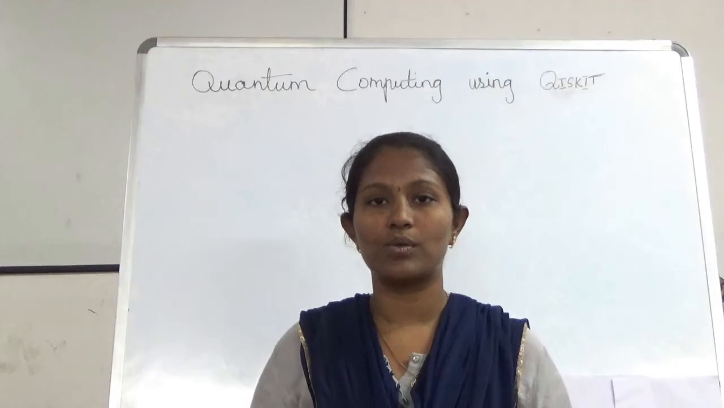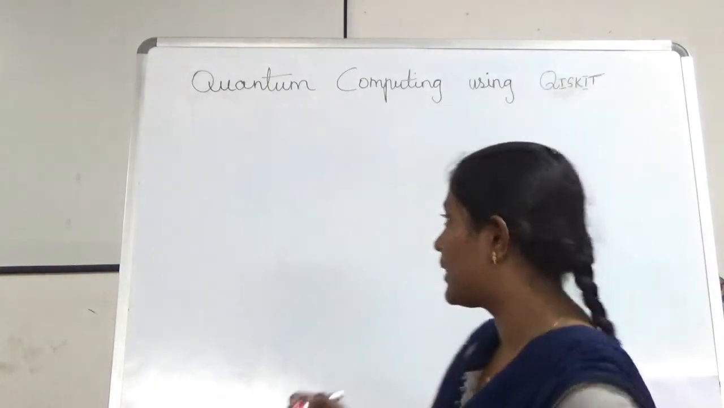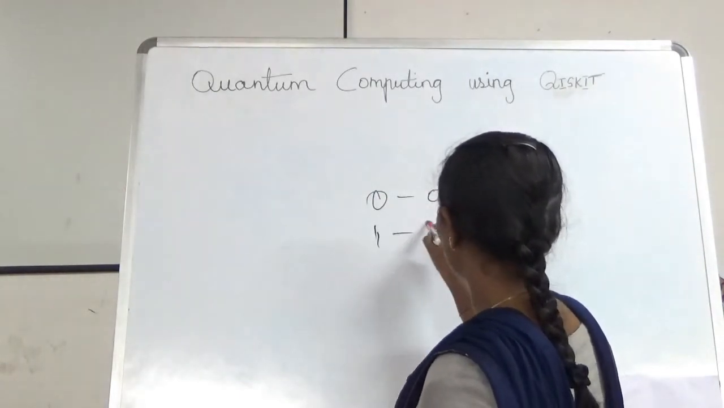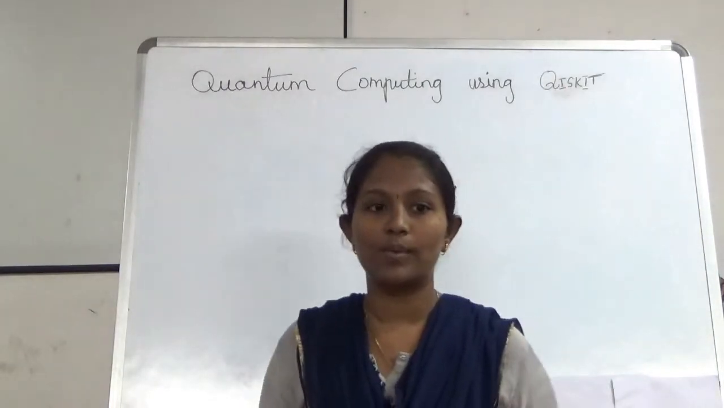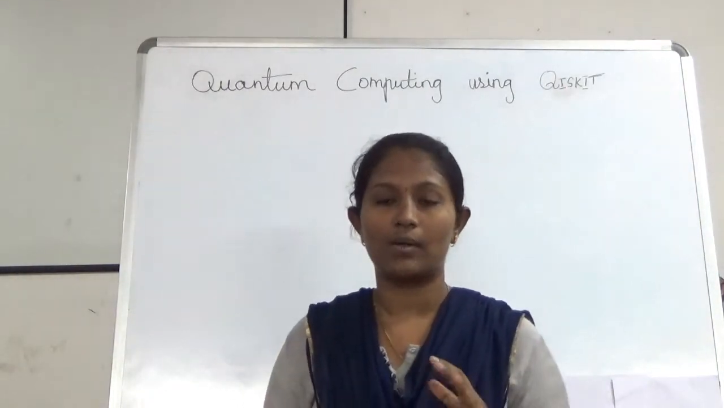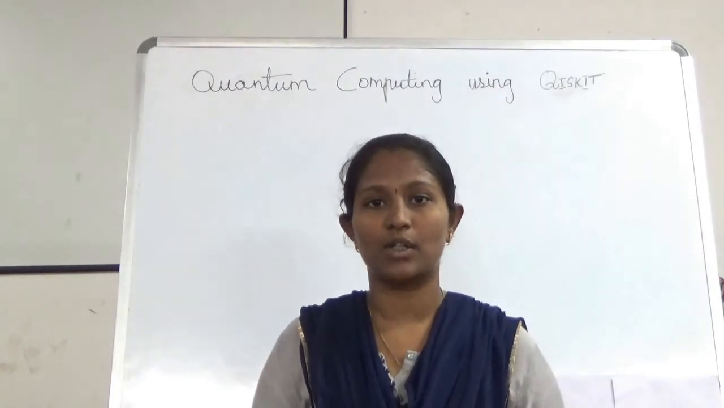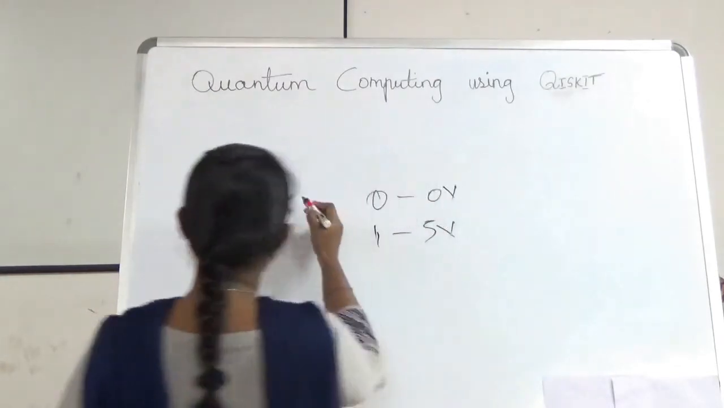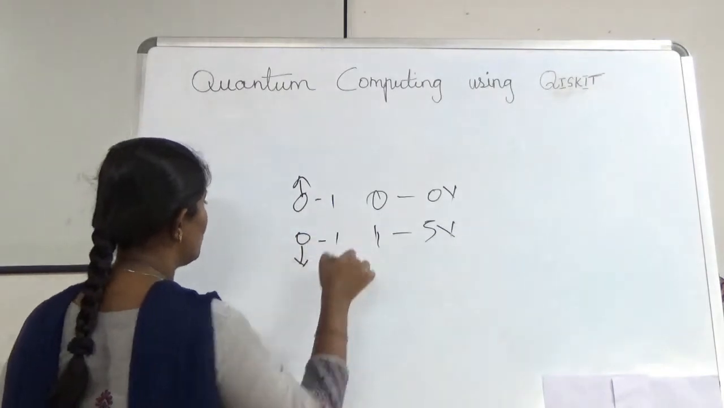Quantum computers don't use usual bits, that is, the classical bits. Classical bits are nothing but zeros and ones. Zero is 0 voltage and 1 is 5 voltage. Quantum computers use qubits. A quantum computer usually uses the valence electron of a phosphorus atom as a qubit. In qubits, spin up is 1 and spin down is 0.